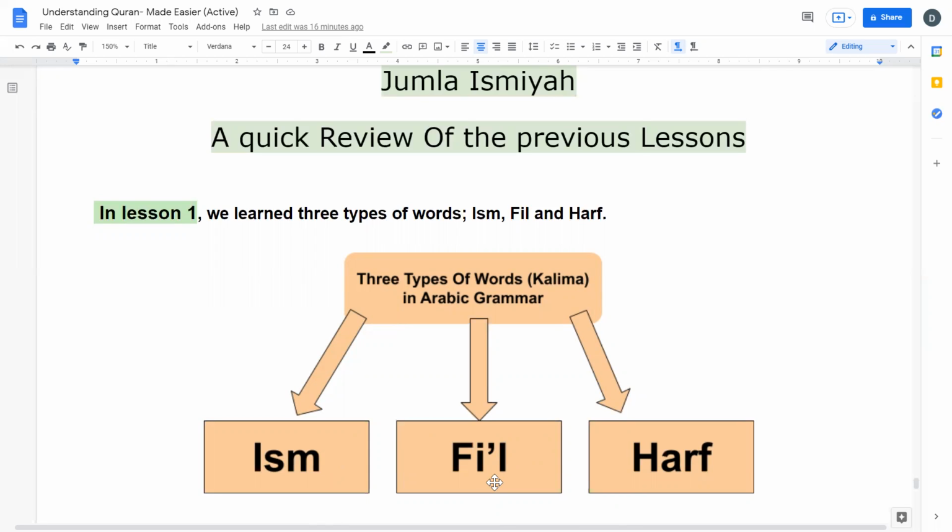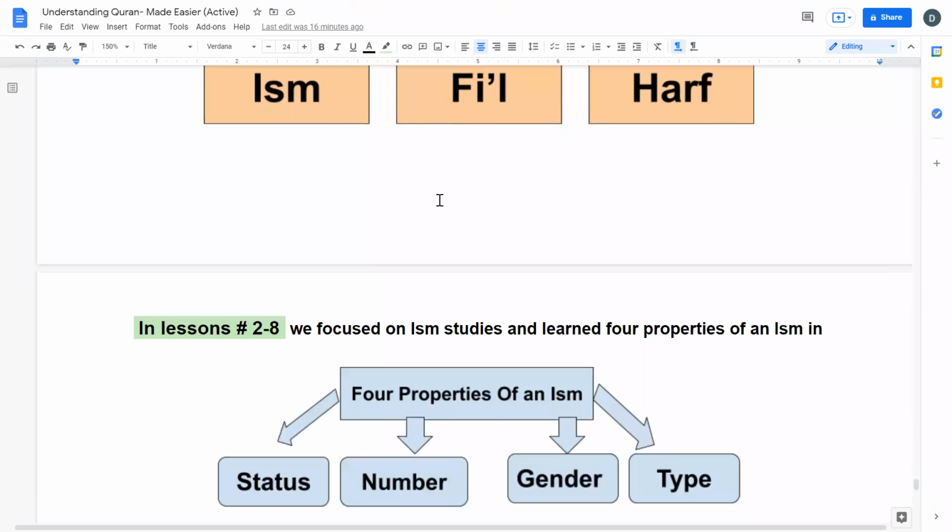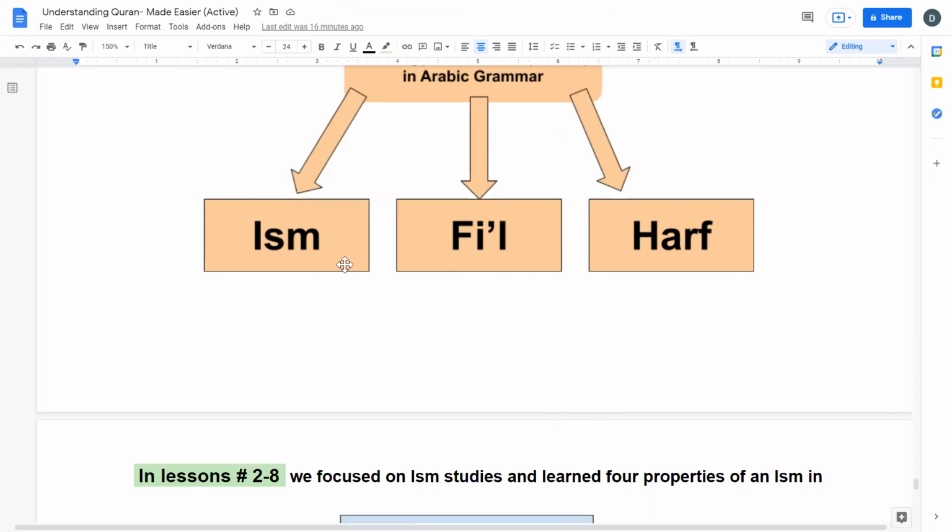And fail is what? Which type of word in Arabic? Fail is a word that tells us an action happening in a particular time. Like there is a mention of action and time. And harf is a word that doesn't make sense on its own. To make sense, it needs another word. So in lesson 1 we did this thing. We learned 3 types of words, and then we focused mainly on ism.